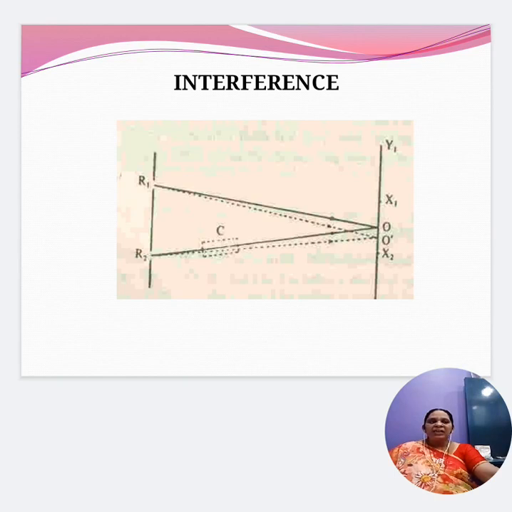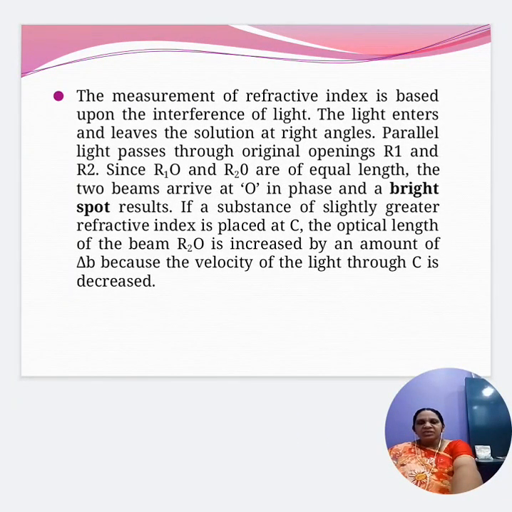So the optical length of the beam R2O is increased by a small amount, delta B, because the velocity of light through C is decreased. Hence the optical length is increased by an amount of delta B.